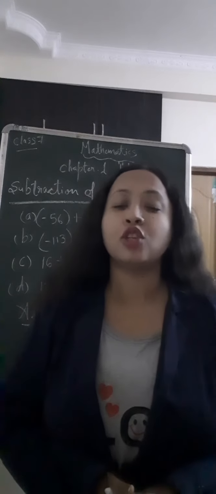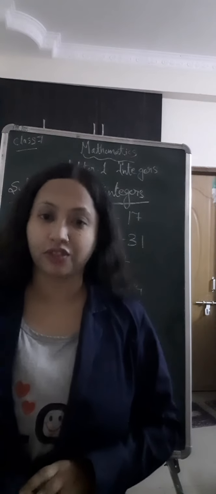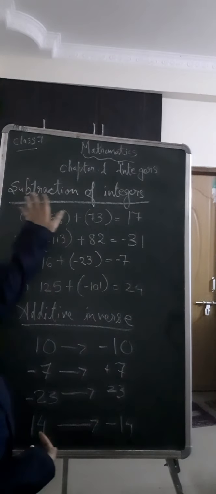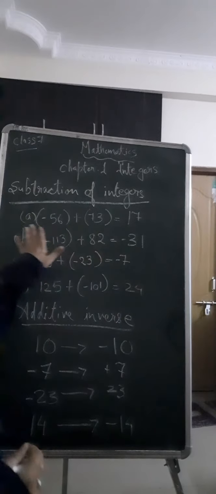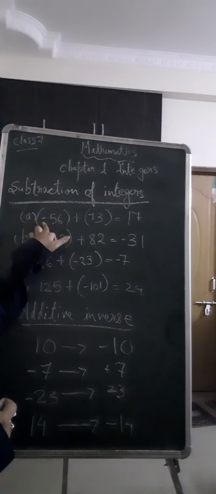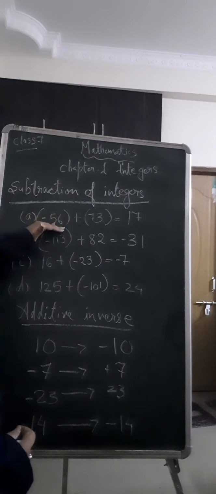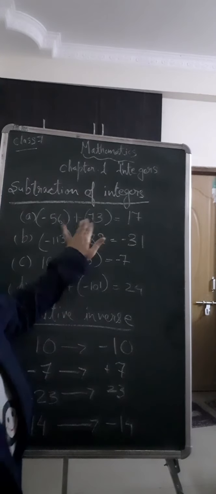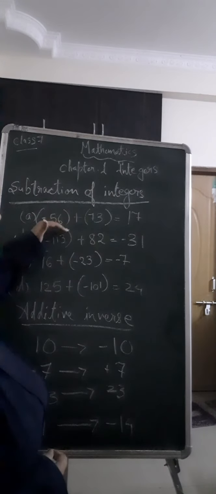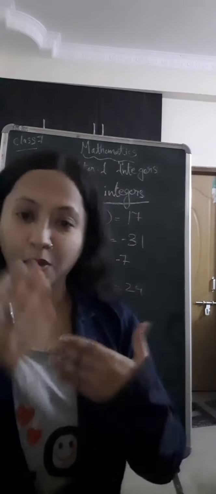So, children, today we will be discussing the subtraction of integers. When we are dealing with the subtraction of integers, we will be dealing with the integers along with their signs. Like over here, I have minus 56 plus 73. Now one integer is with the minus sign and another integer is with the positive sign. So what operation will I be performing over here? I will have to perform the subtraction operation.